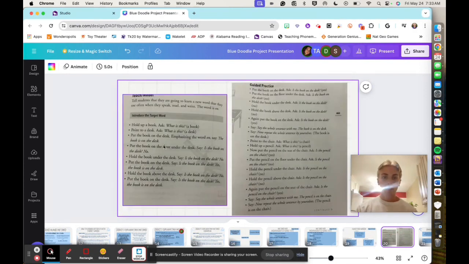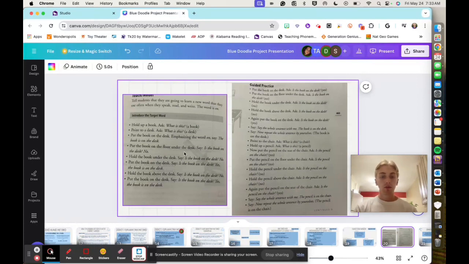So I'm going to move on to this slide where it shows the two examples. So right here is actually the intro, to help them understand it and where I will model that. And so you'd say, hold up a book and ask, what is this? A book. Point to the desk. Ask, what is this? A desk. Put the book on the desk, emphasizing the word on, and say, the book is on the desk.